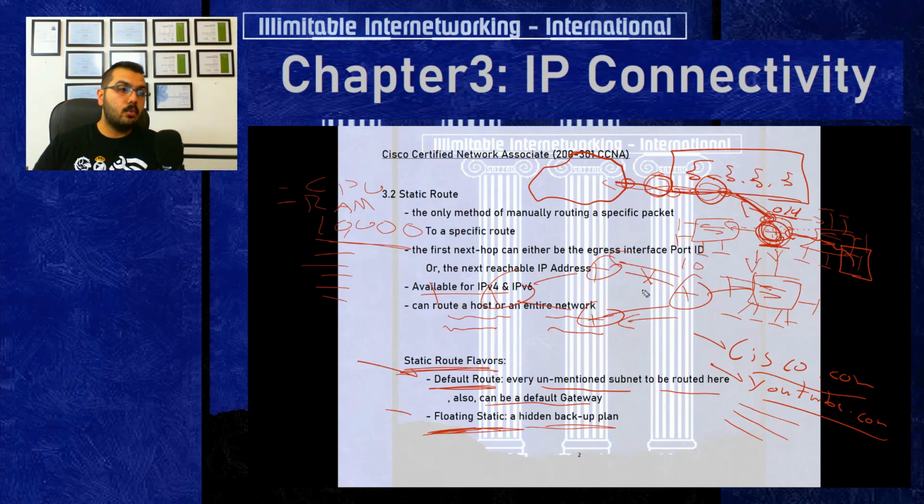But when you issue the command show ip route, which you will see in the lab, and check your routing table, you will see only the main route installed as long as it's functioning and working. Once it goes down, the other one will pop up and show in our routing table as a backup. This is the floating static route. I believe we will also configure this in the lab.